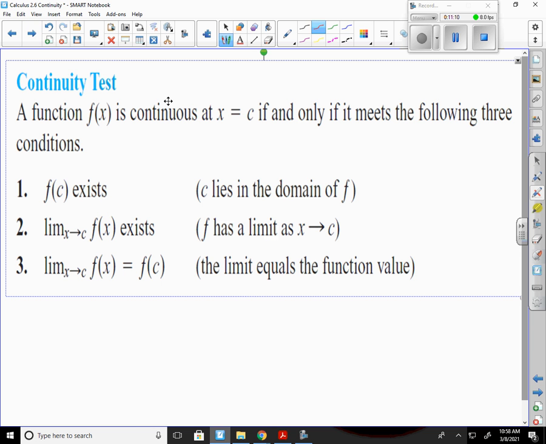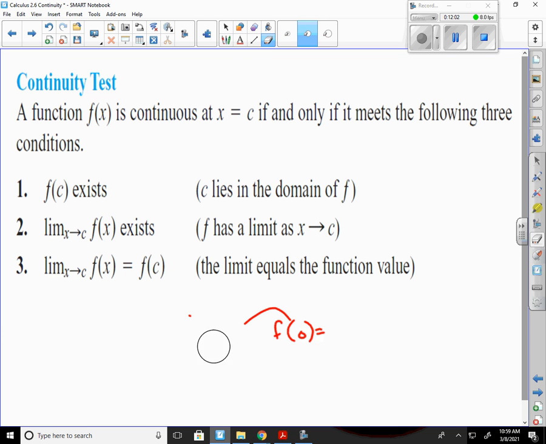Our continuity test says that a function f of x is continuous at x equals c if and only if it meets the following three conditions. First, f of c exists, which means whenever I plug the number in, it should give me an answer. If I had 1 over x, and I asked you to find f of 0, that's not going to work, because if I plug 0 in, it does not exist. So it's continuous at the point c only if c lies in the domain of f. In other words, I should be able to come out with an answer. 0 would not lie in this domain, because it would give me an answer that does not exist. So that's the first condition.